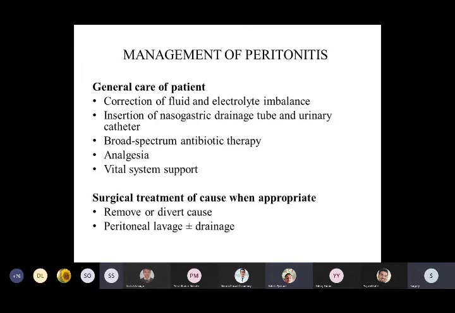In surgical care of the cause, it is removal or diversion of the cause. If it is due to the appendix, we will remove the appendix. It is the same for other causes. And peritoneal lavage is done with or without drainage.